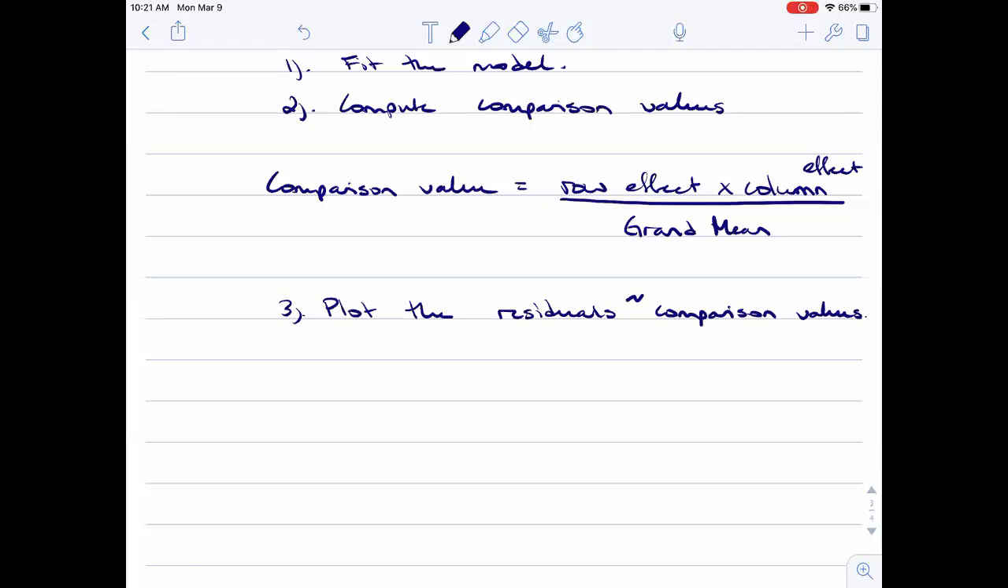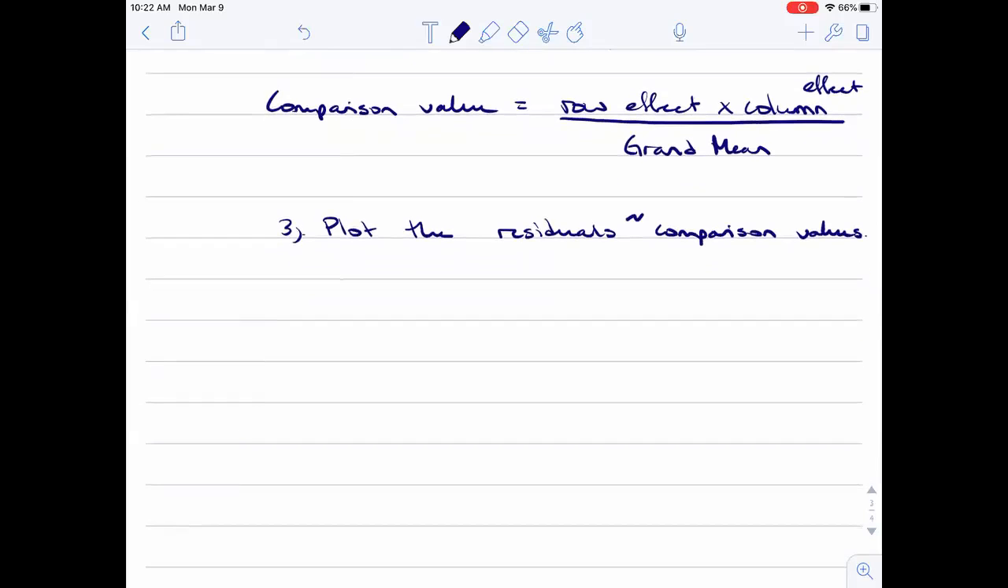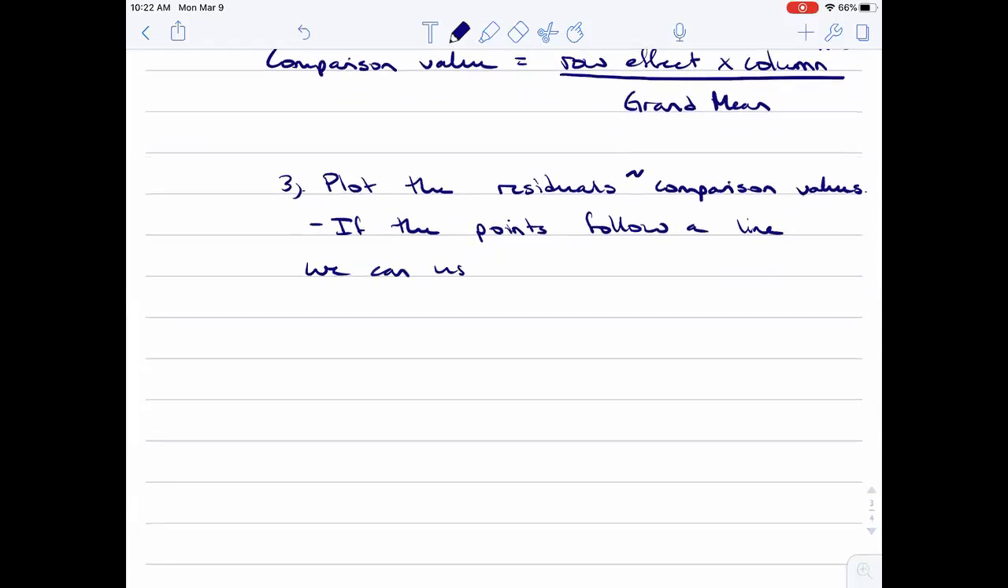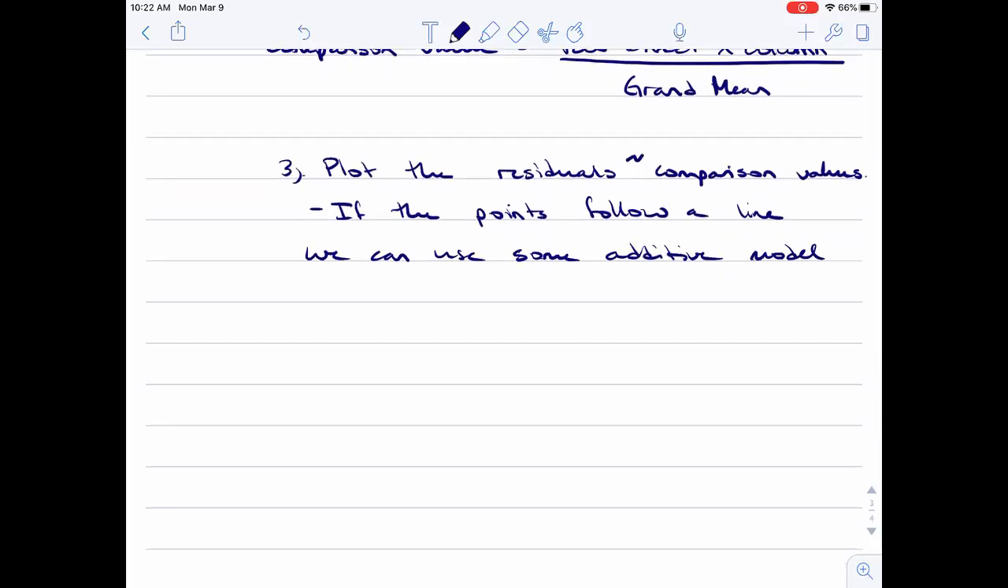If the points follow a line, right, then an additive model is going to be appropriate. It might be the one that we have, it might just be some other model, but some sort of additive model exists that we can use. So if the points follow a line, we can use some additive model. Now, again, we're going to use the slope of that line to figure out what the transformation should be.